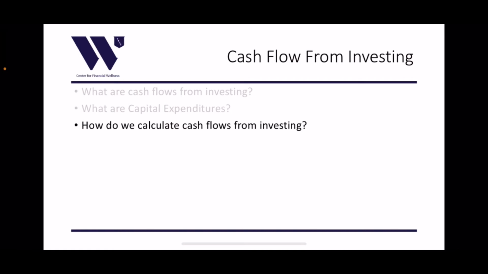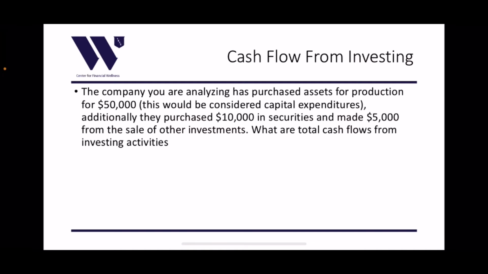In this video, we'll now take a look at how we calculate cash flows from investing. The best way to do that is to just run through an example and show you exactly how those calculations are made. So we'll first read this off. The company you are analyzing has purchased assets for production for $50,000, and this would be considered capital expenditures.